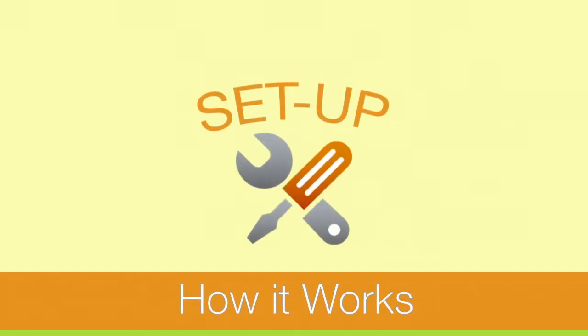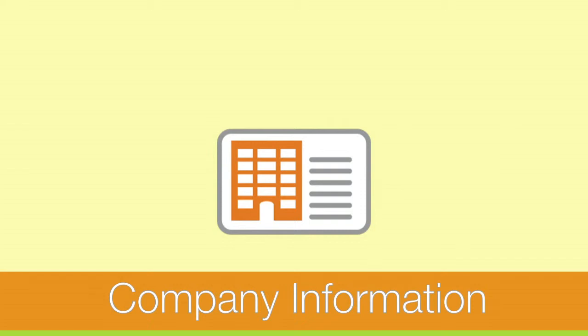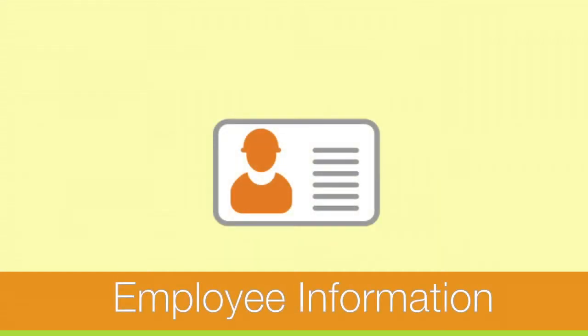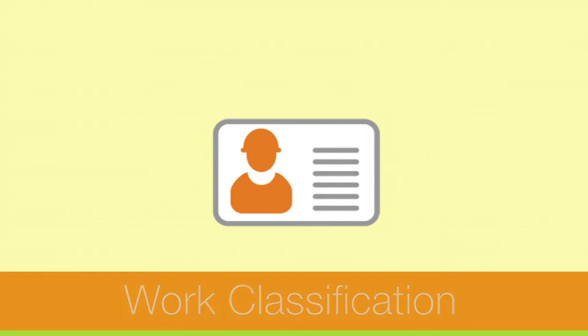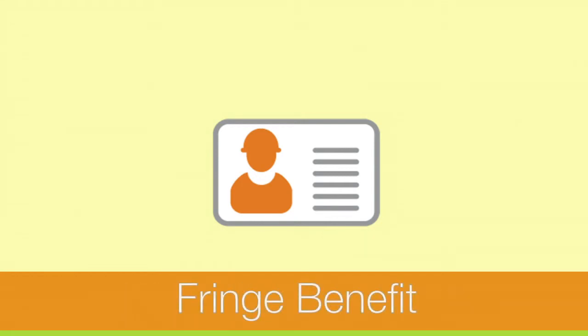Here's how it works. You begin with the setup. The setup is a 2-part process of entering information. Part 1, company information. In this part of the setup, you add company information like your company name, address, and information about the government project that you are working on, like the project name and number, etc. Part 2, the employee information. In this part, you add information about each employee, like the name, work classification, basic hourly wage, fringe benefit, etc.